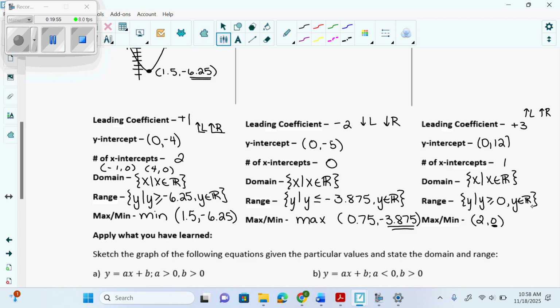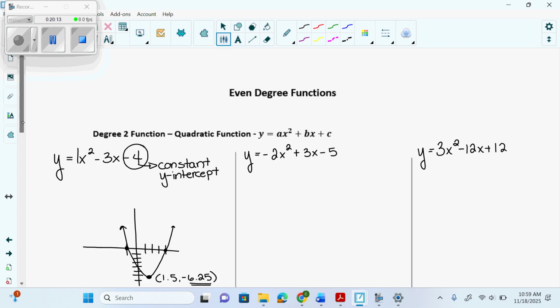What is the maximum number of x-intercepts? It's equal to the degree. If it's degree 1, you can have a max of 1 x-intercept. If it's degree 2, you can have a max of 2. If it's degree 3, you can have a max of 3. I'm going to do a little summary up here. So degree 1, number of x-intercepts, how many can it have?